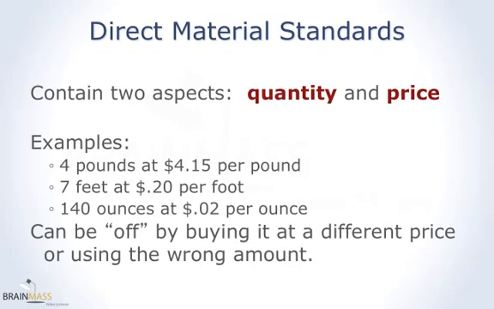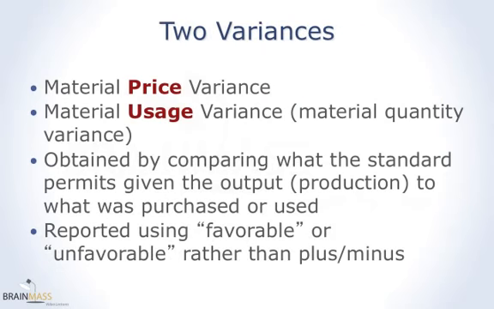We can be off from the standard by buying it at a different price or by using the wrong amount, or both. We're going to study the material price variance and the material usage variance. Some books call the material usage variance the material quantity variance. They're interchangeable.